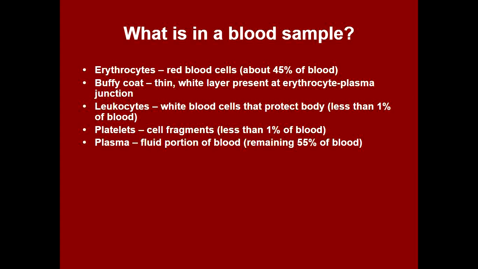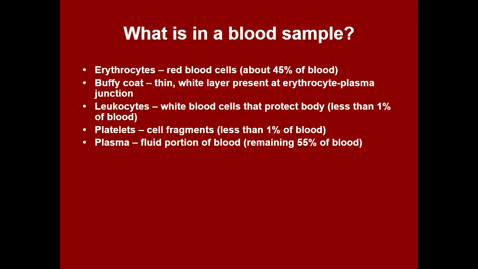Now, when you give that blood sample, no matter the size of the blood sample, whether they just prick your finger, or they take a test tube, or they take 6 or 7 test tubes from you, that blood sample is basically going to break down the same way. 45% of the sample is going to be red blood cells, and red blood cells are known as erythrocytes. Now, where the red blood cells meet the plasma, you're going to see a thin little layer that forms there. That is known as the buffy coat.